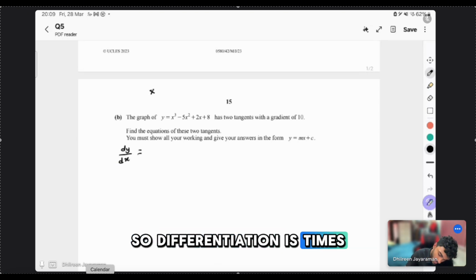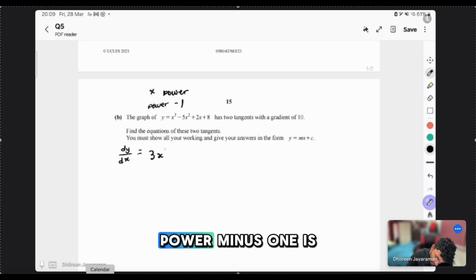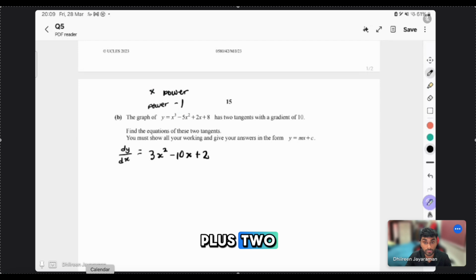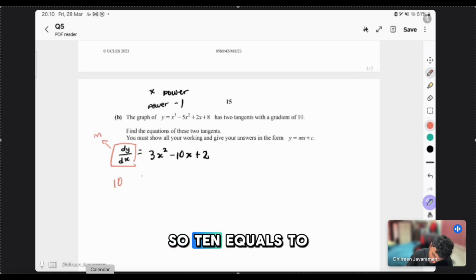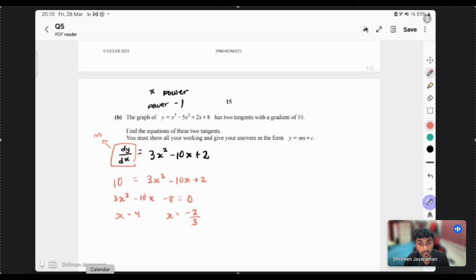So differentiation is times power, minus 1. Right? So 3 times 1 is 3. Power minus 1 is x squared. And this would be negative 10x plus 2. Next thing we have to do is to find x. And when they give you the gradient, one thing we have to know is dy/dx equals the gradient. So 10 equals 3x squared minus 10x plus 2. So we have a quadratic equation. We pop it in our calculator and we'll be able to get the answer of x. So my two answer values are x equals 4 and x equals negative 2 over 3.